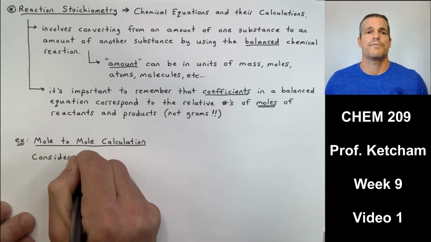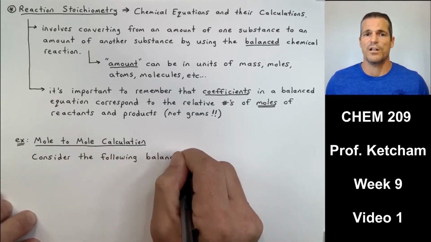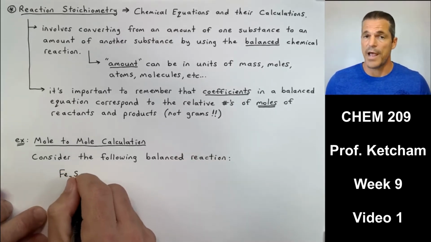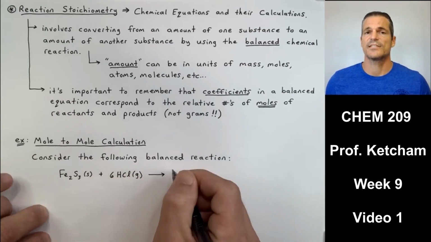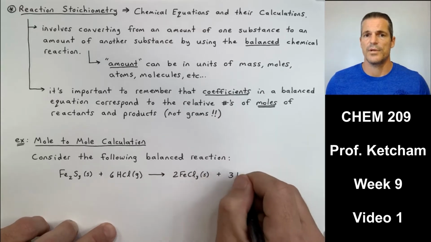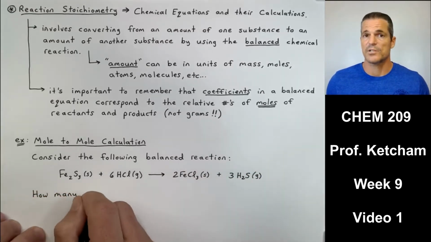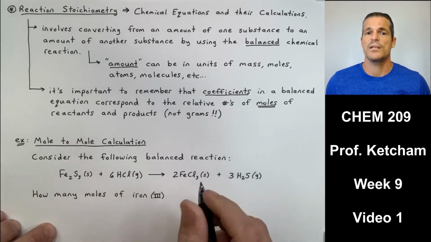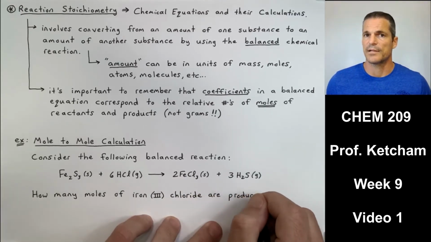All right, so first I'm going to set up the problem. It says, consider the following balanced reaction. So luckily, this one's been balanced for us. It's Fe2S3 plus 6HCl yields 2 FeCl3 plus 3H2S. It's balanced and done. Here comes the actual question for us. How many moles of iron 3 chloride are produced? That means it's on the product side, right?